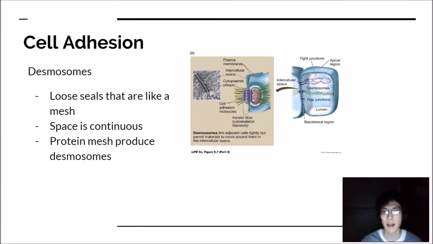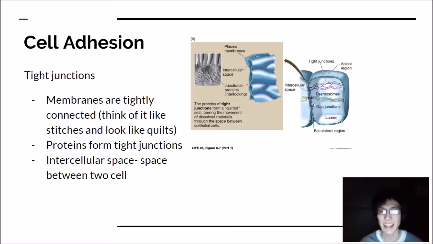because we talked about this other thing called desmosomes. Now, desmosomes are like loose seals. What's very interesting about desmosomes is that they link adjacent cells tightly, but they allow materials to kind of move around them in the intercellular space. So there's this protein mesh that produces these desmosomes, but they still allow some sort of movement within that intercellular space. Whereas tight junctions kind of bar the movement of many materials through the space between the cells. So that's something to keep in mind.